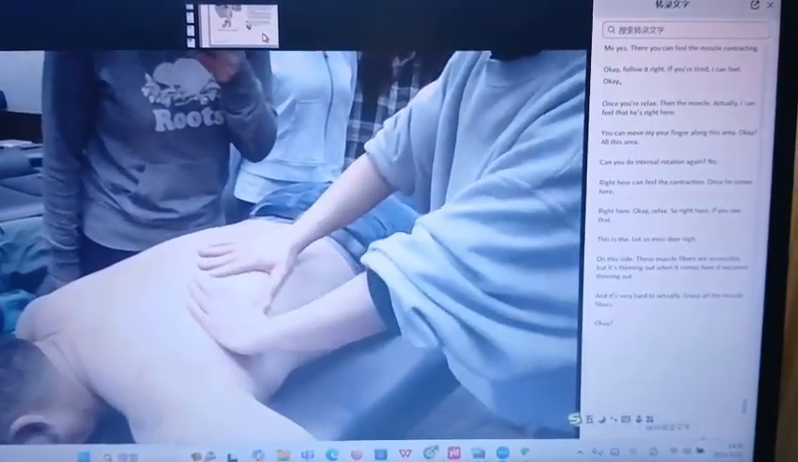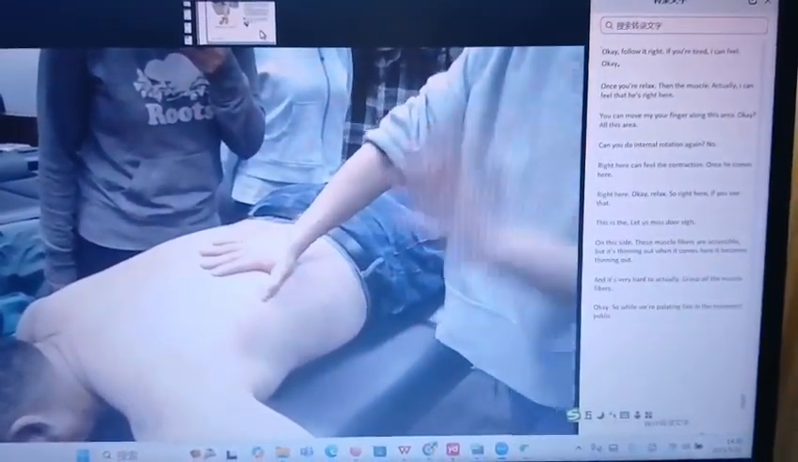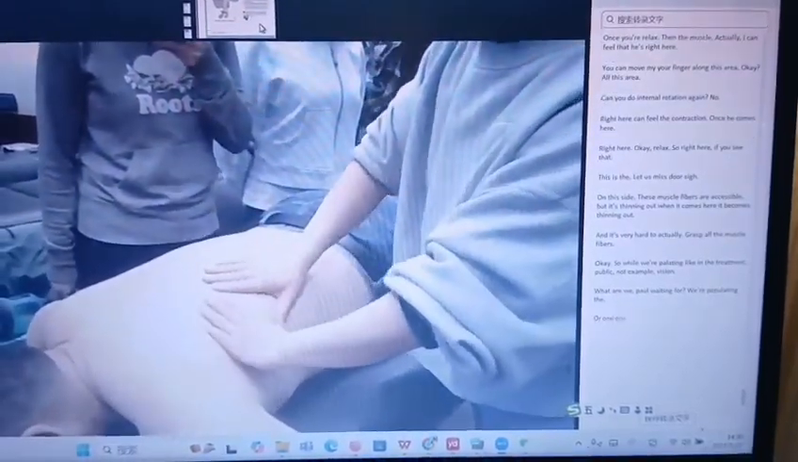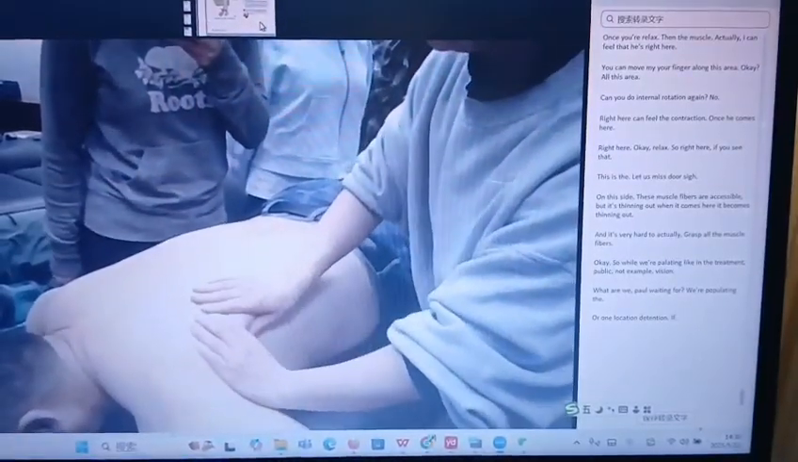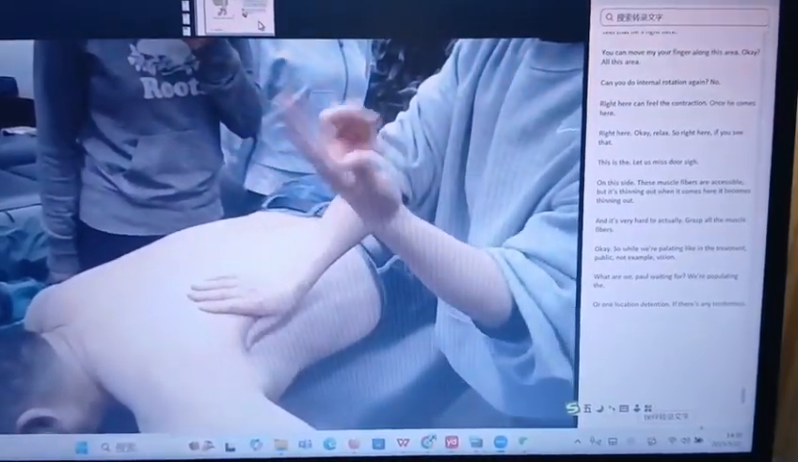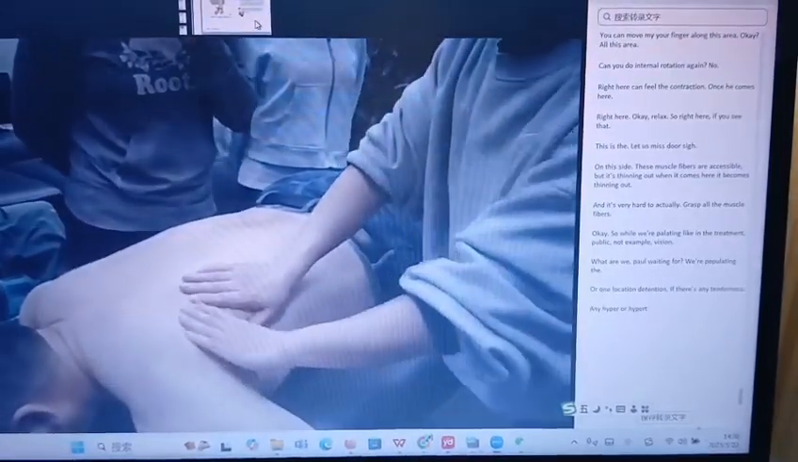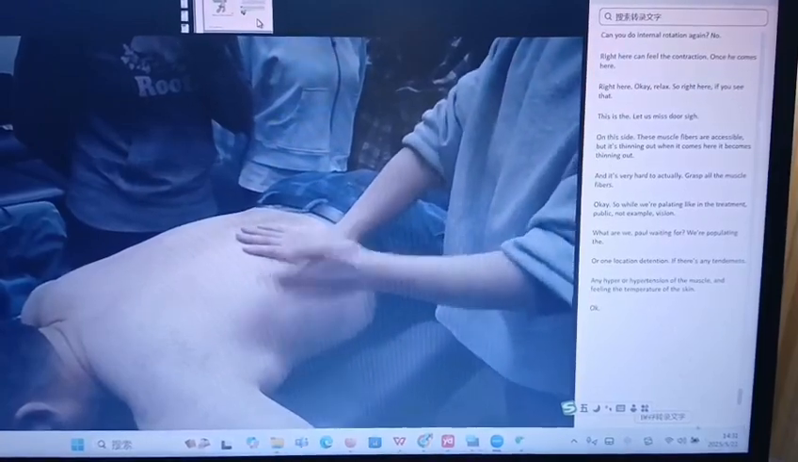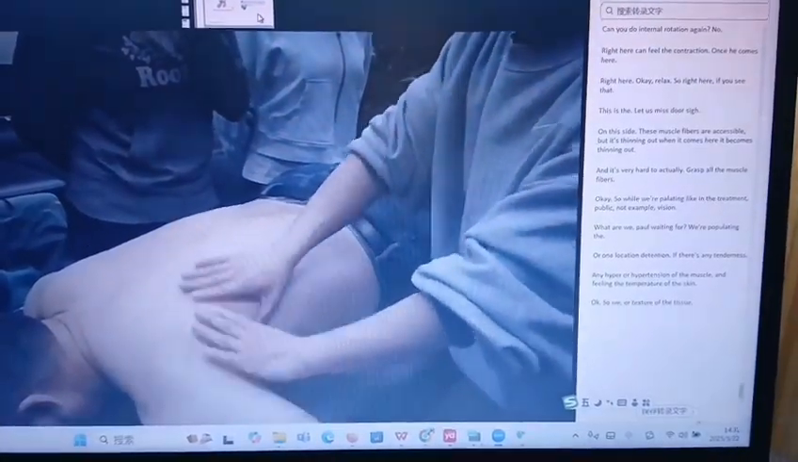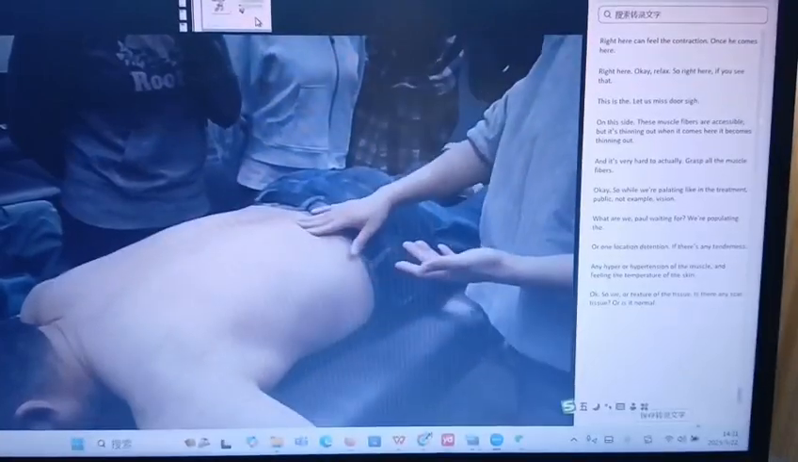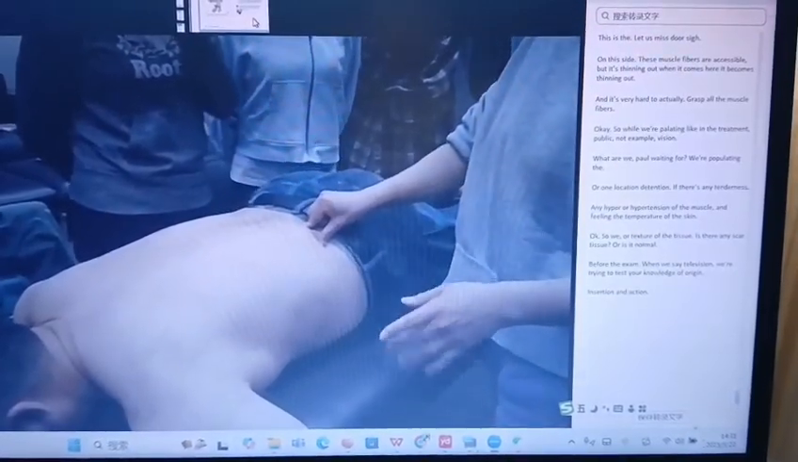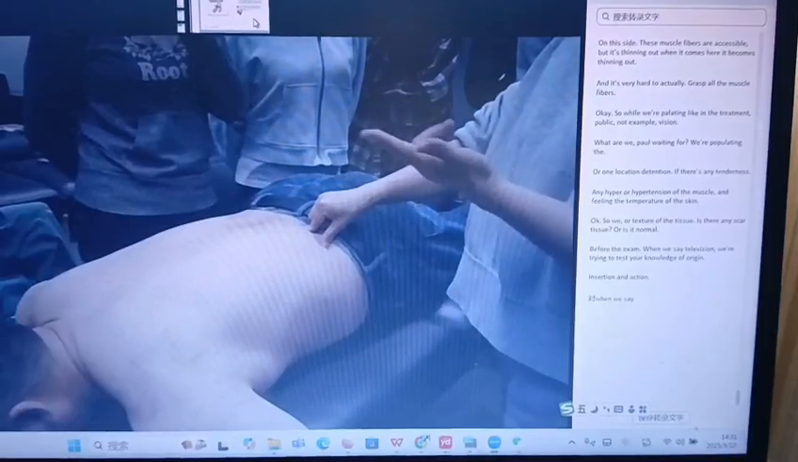So when we're palpating, like in the treatment palpation, not exam palpation, what are we palpating for? We're palpating for the location, the tension, any tenderness, any hyper or hypotension of the muscle, and feeling the temperature of the skin, or the texture of the tissue. Is there any scar tissue, or is it normal? But for the exam, when we say palpation, we're trying to test your knowledge of origin, insertion, and action. So that's why when we say palpation, I have to say two different things.